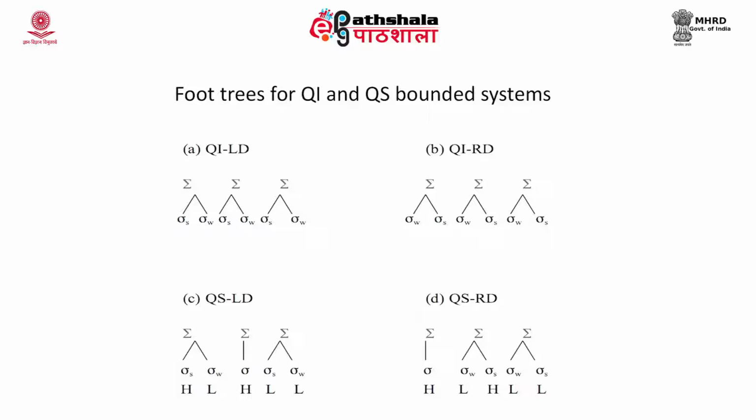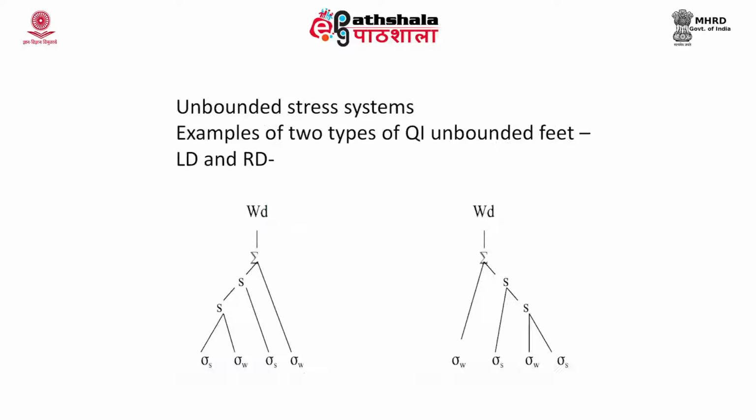That is, unbounded stress systems are those in which there is only one stress system. There are languages like that, where either the leftmost syllable is stressed or the rightmost syllable is stressed. Sometimes there are also the leftmost but one or the rightmost but one. These are called peninitial or penfinal. So we have these systems, but the number of feet is 1. And that's how they are called unbounded stress systems.